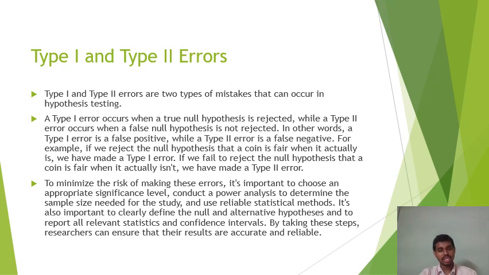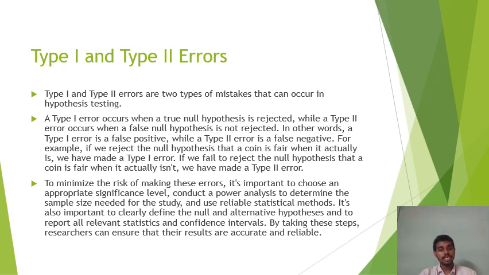is a false negative. For example, if you reject the null hypothesis that a coin is fair when it actually is, we have made a type 1 error. If we fail to reject the null hypothesis that a coin is fair when it is not, we have made a type 2 error.